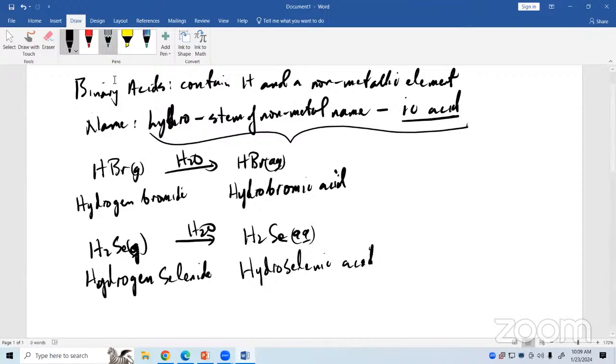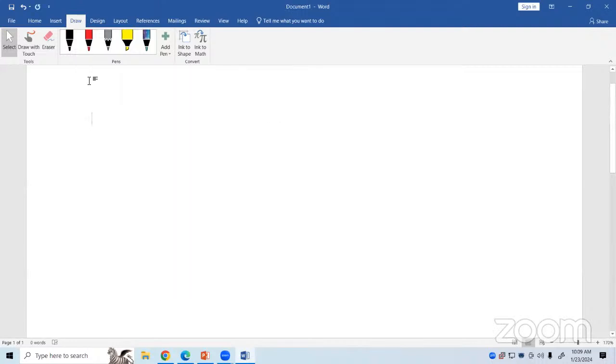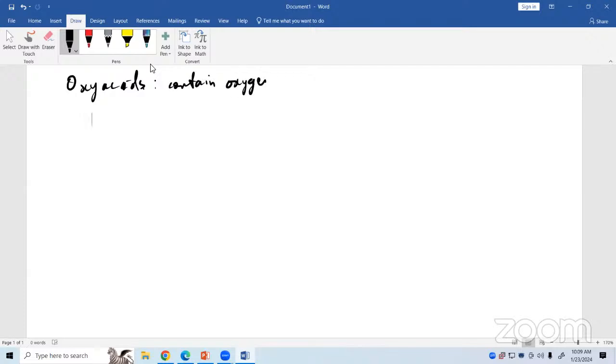Now, the other group of acids we're going to talk about are the oxyacids. And as the name suggests, these acids, write this down, oxyacids, contain oxygen, all right? How do we name these acids?